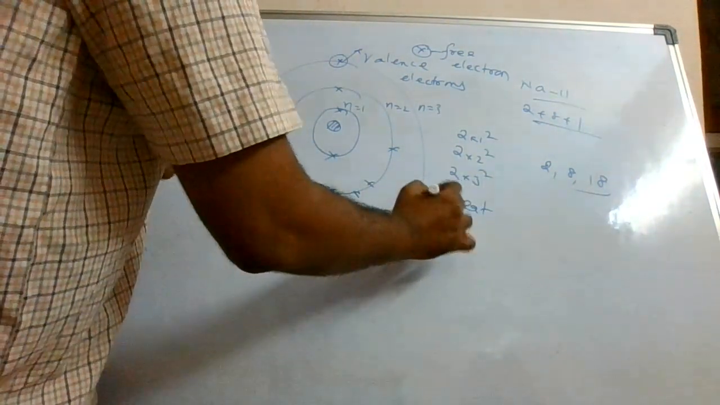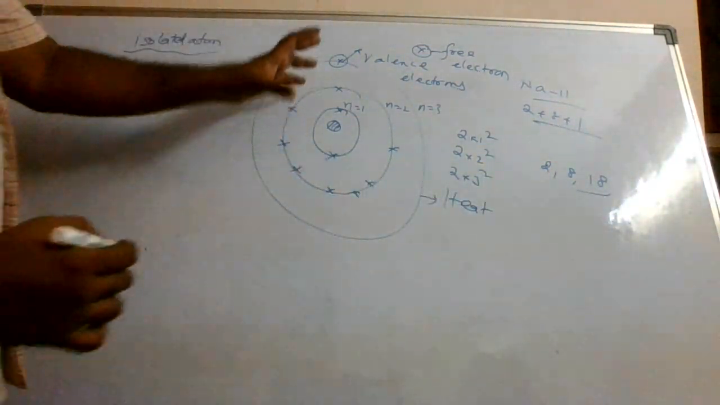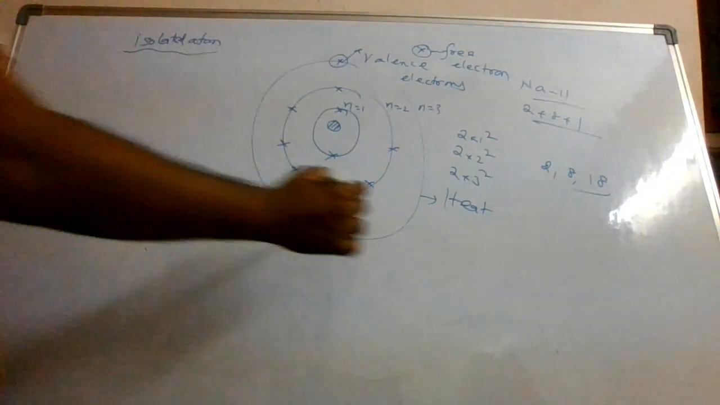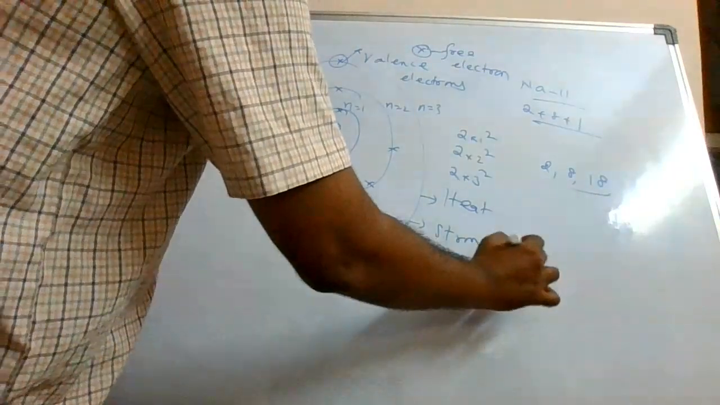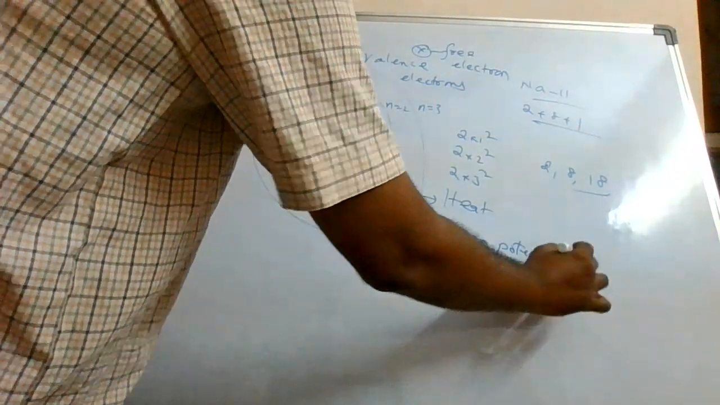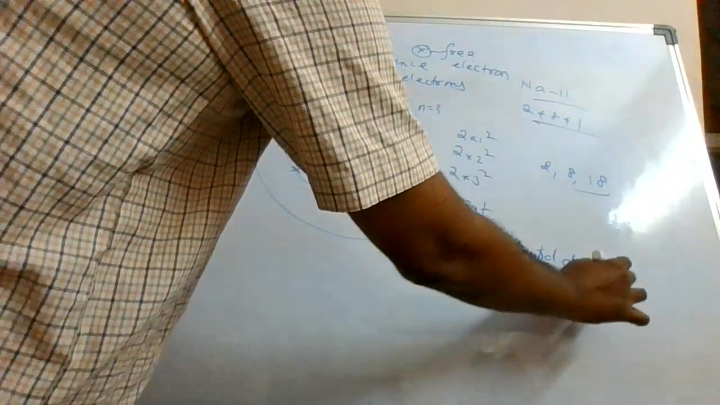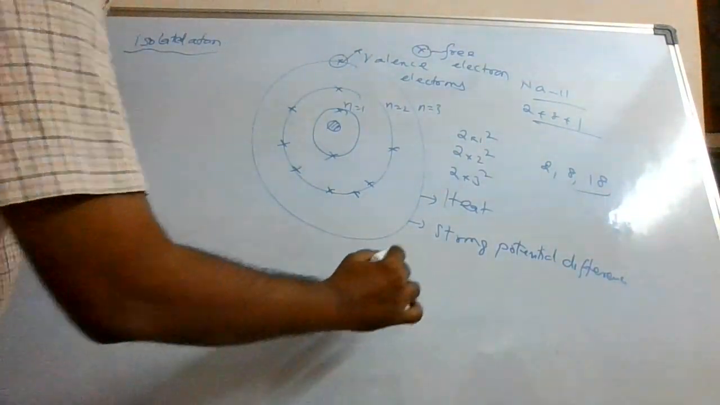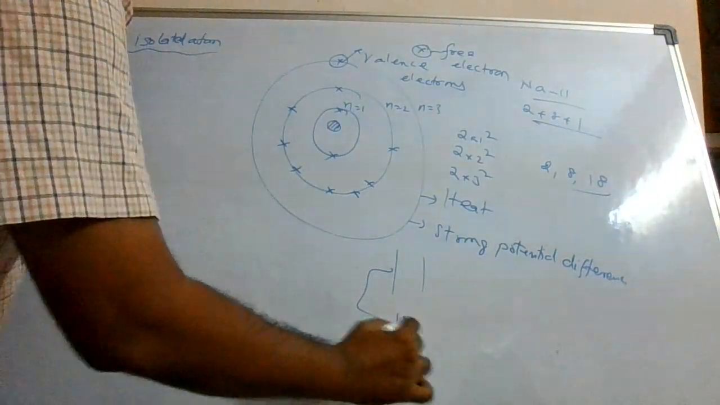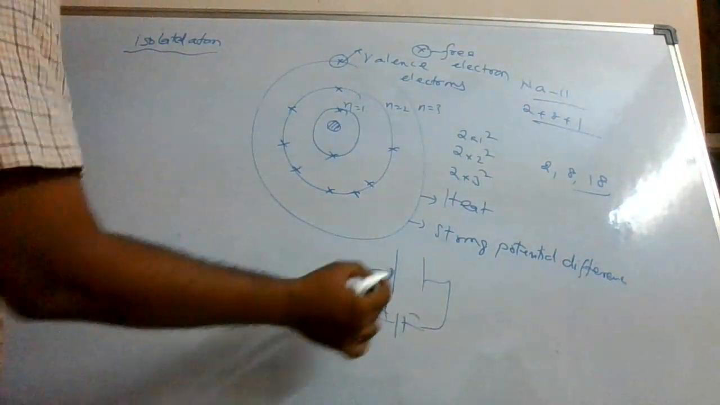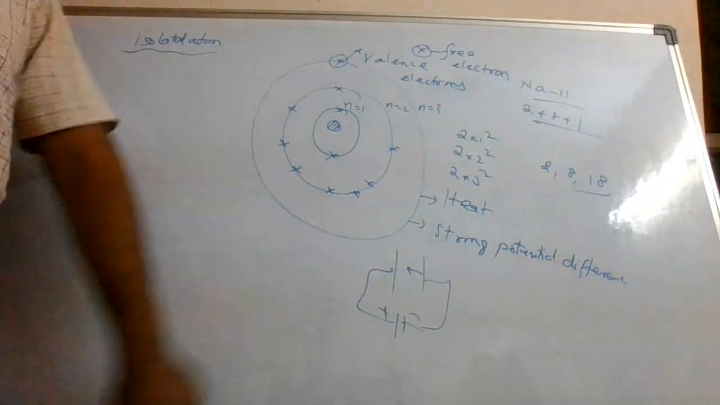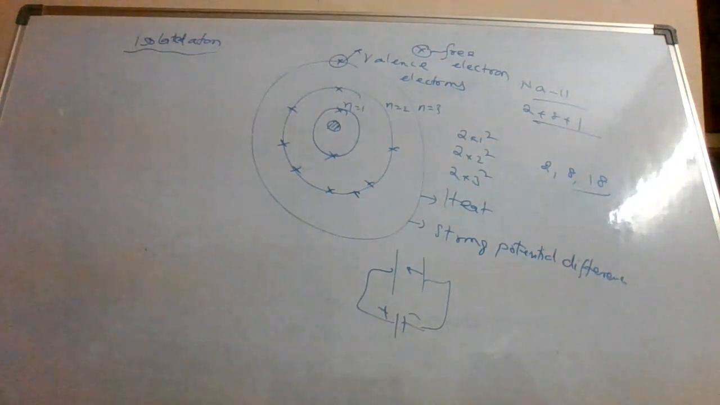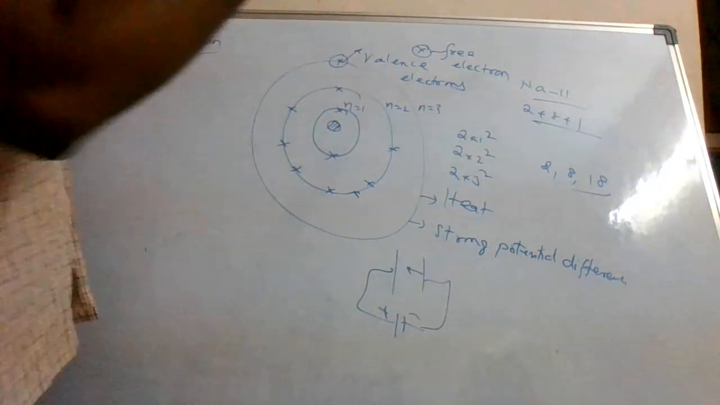This energy can be provided as heat. You can give energy as heat. You can apply a strong potential difference. You have seen this battery, charged plates, all this we have seen, no? You create a strong potential difference. There is a creation of electric field in between, so the electron will be moved. Okay, so understood the terms valence electrons and free electrons.